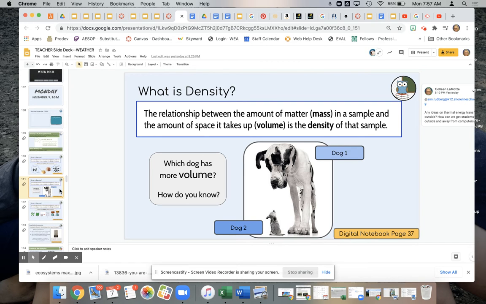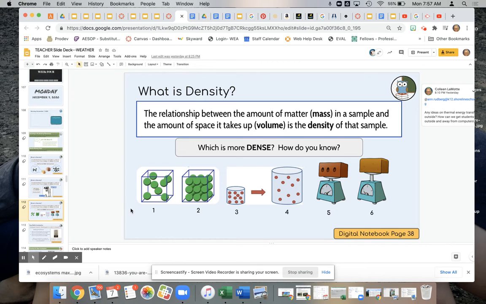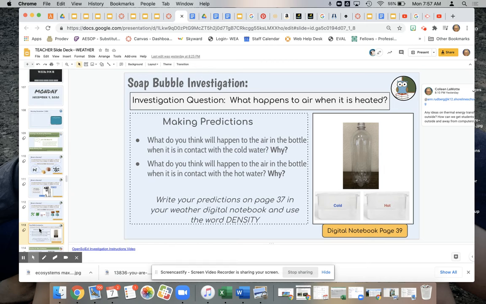So how do you know? So the large dog, because it takes up more space. And then populating through here, which ones of these are more dense? These all correspond with Digital Notebook page 38.